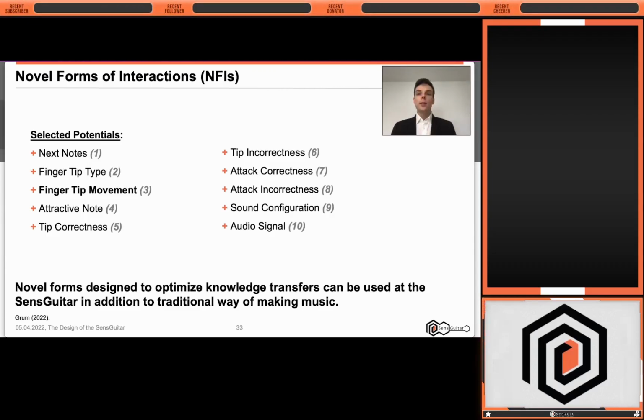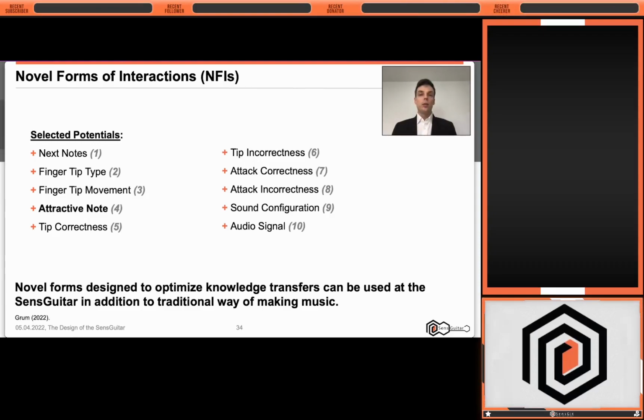Third, fingertip movement. This novel form of interaction refers to the act of visualizing the fingertip movement on the guitar fretboard, so that it becomes clear how a vibrato or sliding effect is caused by each finger. For instance, the fingertip movement is visualized by arrows next to the fingertip position on the fretboard.